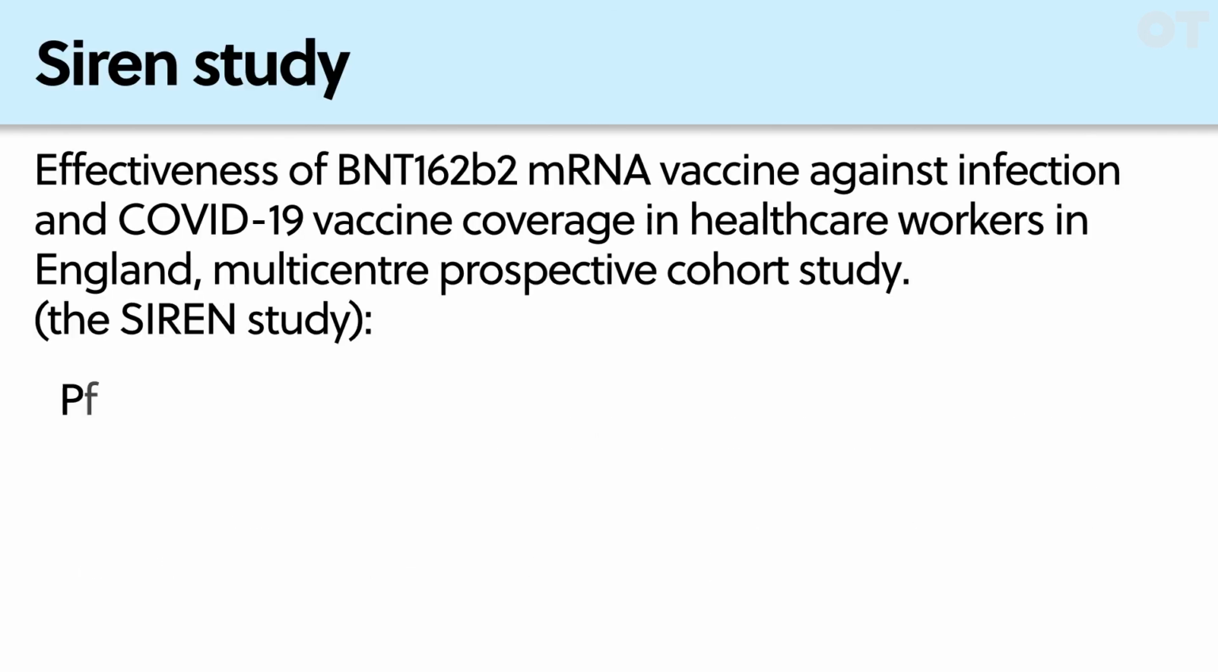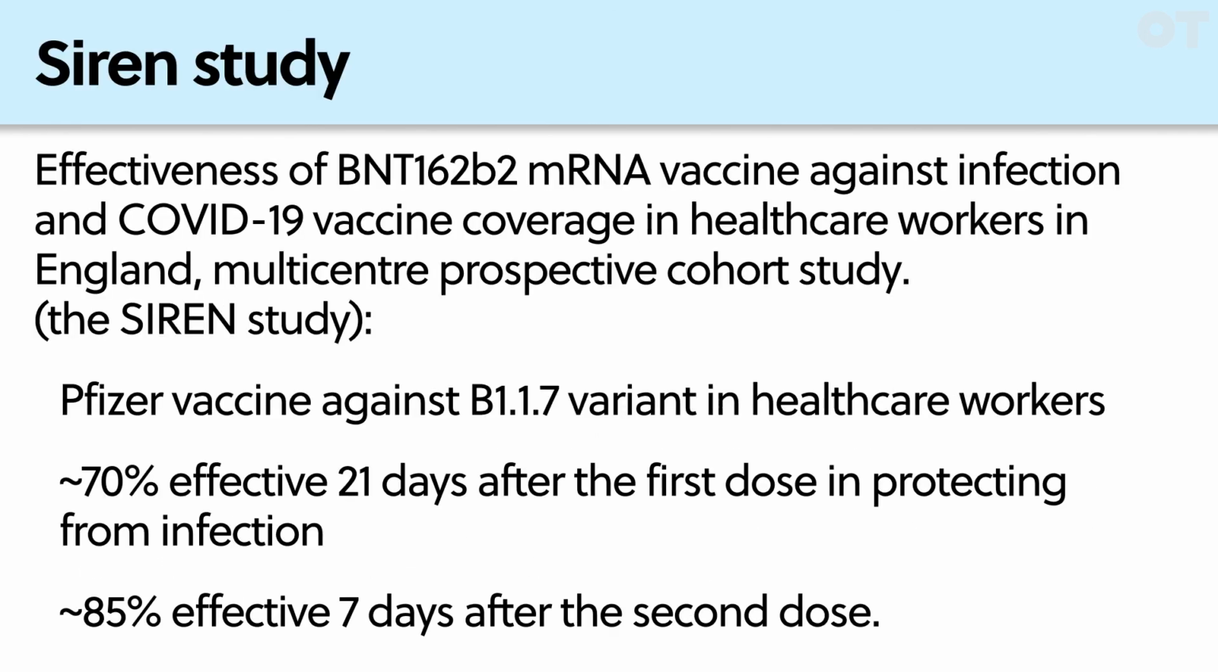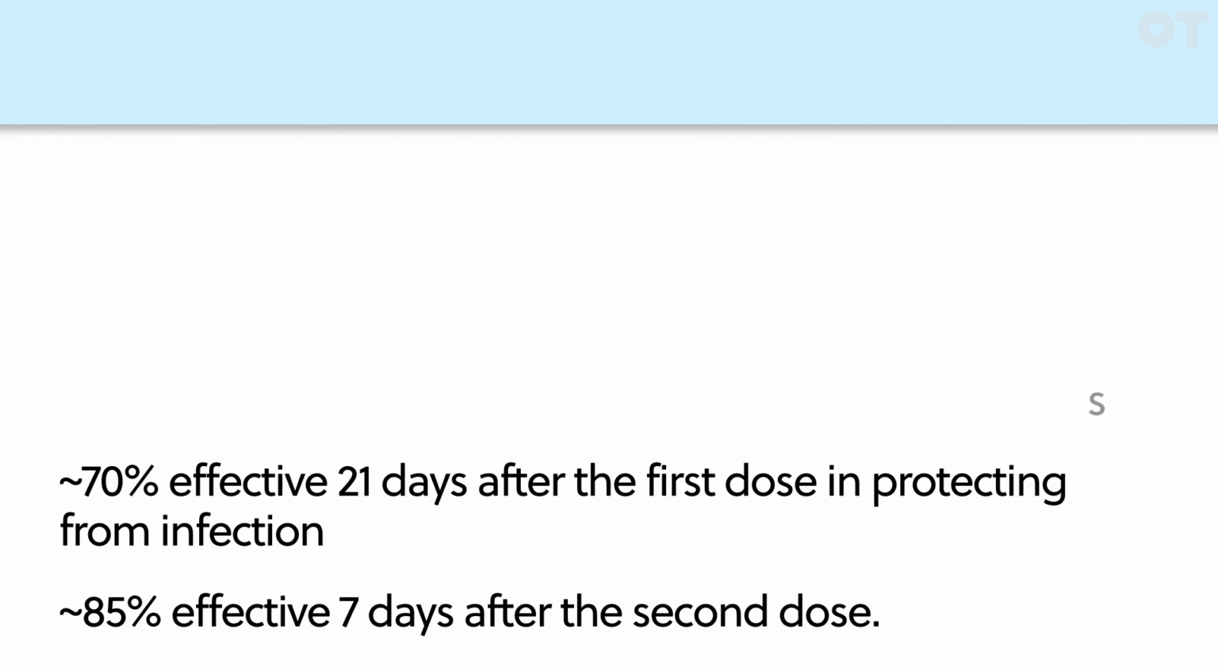What's quite reassuring though at the moment is a number of studies have shown just how effective the vaccine is. The SIREN study looked at the effectiveness of the current mRNA vaccines against COVID-19 disease, and they found that actually the Pfizer vaccine against the B.1.1.7 variant, when they looked at healthcare workers, after 21 days was around 70% effective, just from one dose, at protecting from infection. After 2 doses that rose to 85%, but only once we got 7 days past that second dose.